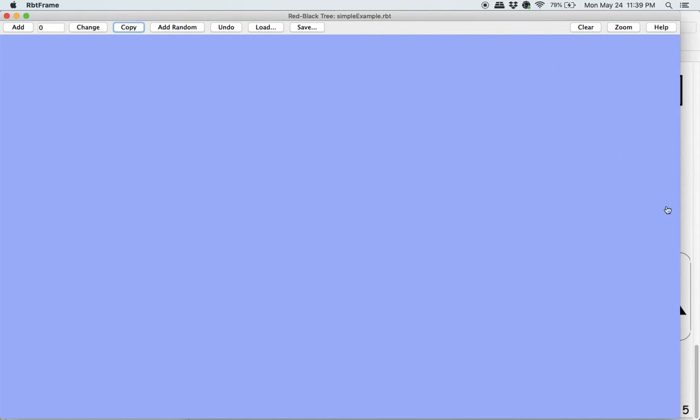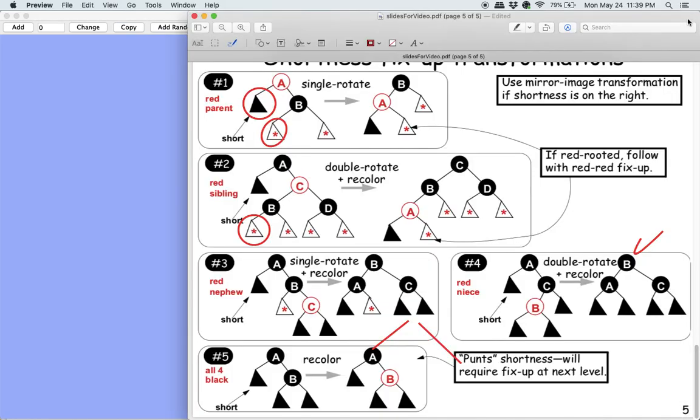I hope you found this helpful, and, you know, practice with these things. I think it's kind of fun to play around with these things, and hopefully this gives you a good understanding of one way to implement red-black tree deletion.